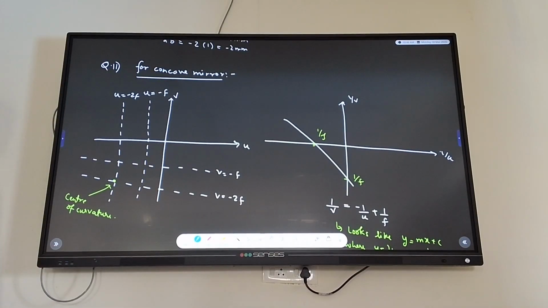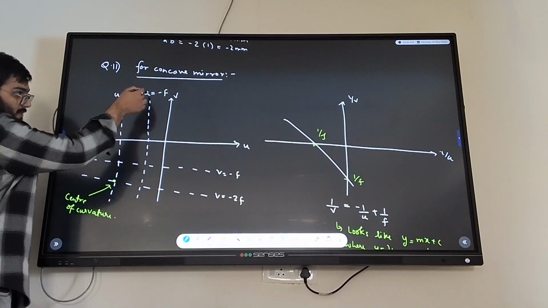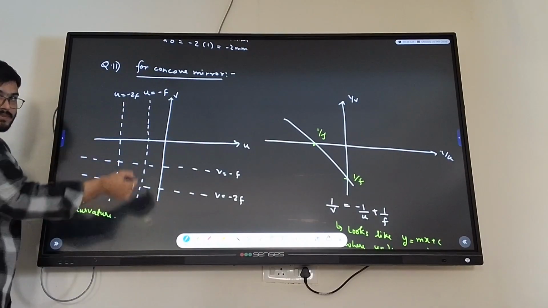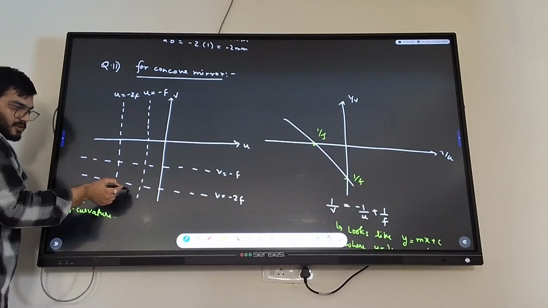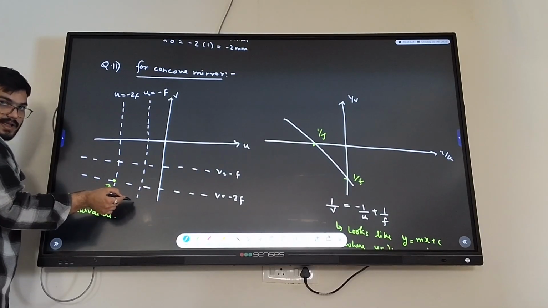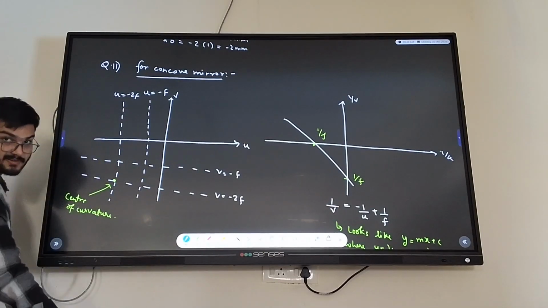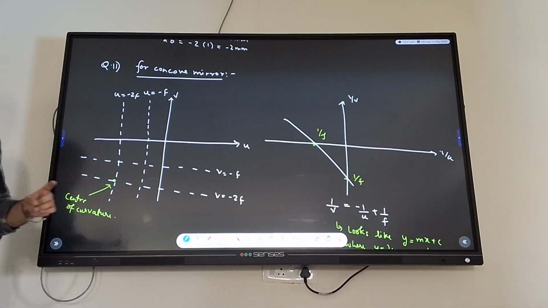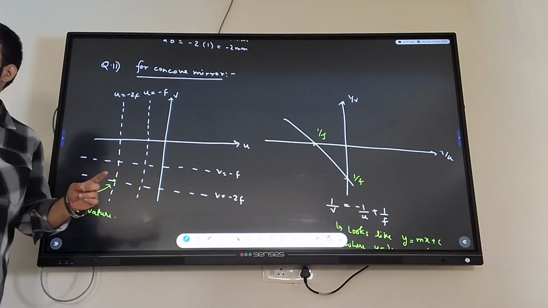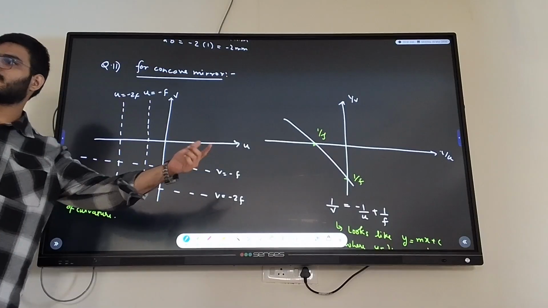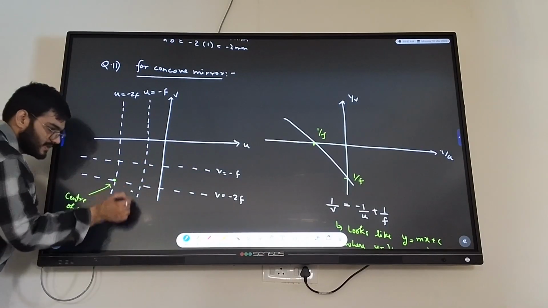When your object is placed towards the focus, where is your image formed? Infinity. Here the object distance equals f line. As I go towards this f, my image distance will go towards negative infinity. Negative, because it will be a real image for a concave mirror, so it should be something like this.